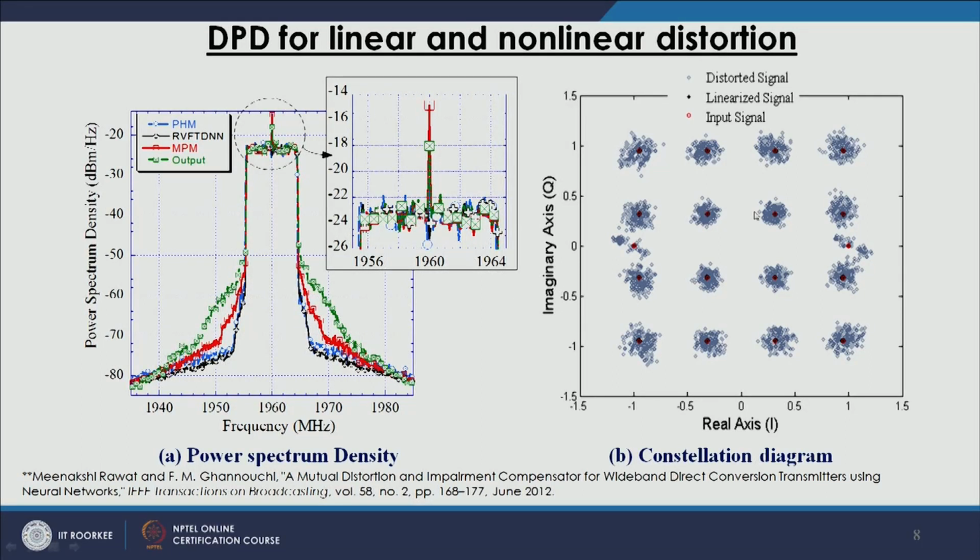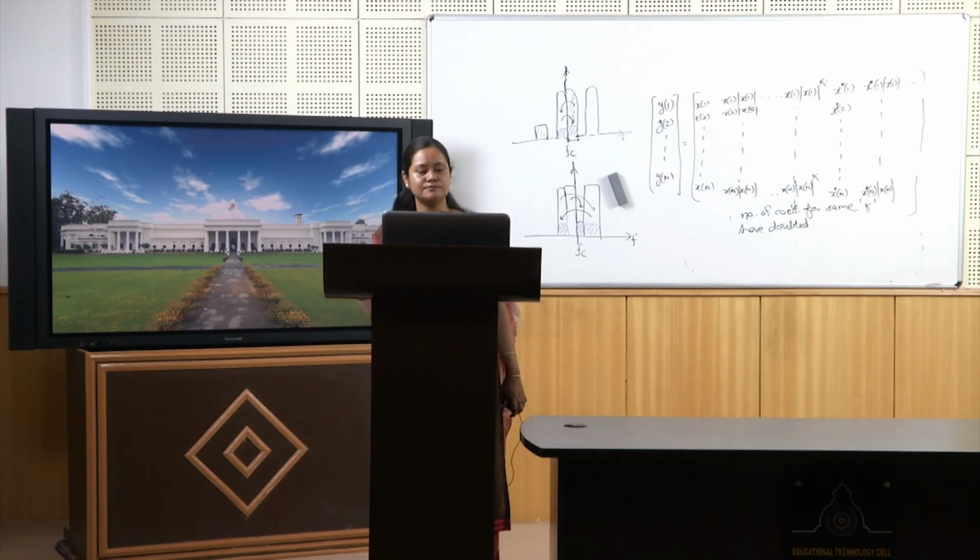On the right hand side, we can see the constellation diagram, and the red circle marker was the original input. The distorted signal because of the IQ imbalance and the PA nonlinearity is the blue one, and after linearization by using our digital model, this black signal is falling clearly on top of the original signals. So, it has worked perfectly in the real practical scenario.